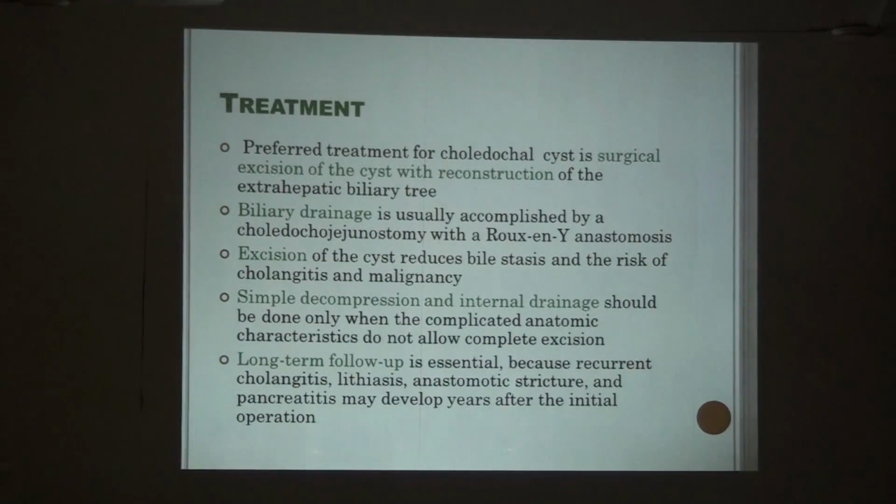The preferred treatment for choledochal cyst is surgical excision of the cyst with reconstruction of the extrahepatic biliary tree. That was exactly done in our case. Simple decompression and internal drainage should be done only when the complicated anatomic characteristics do not allow complete excision. Long-term follow-up is necessary.